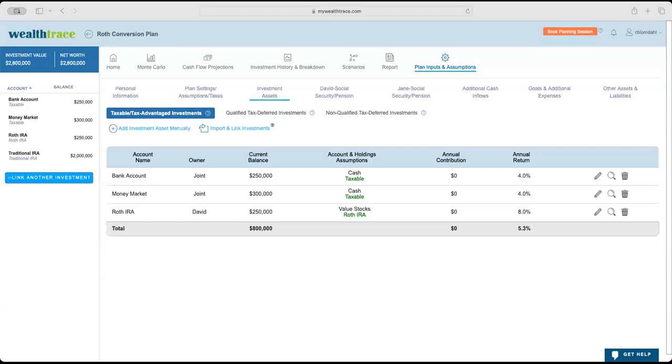What happens if you enter more conversion dollars than are available? You can't do that in the scenarios, but if you did that in the actual plan, eventually the money would run out in the IRA and it would just stop there. So you basically can't do it. The software won't let you.